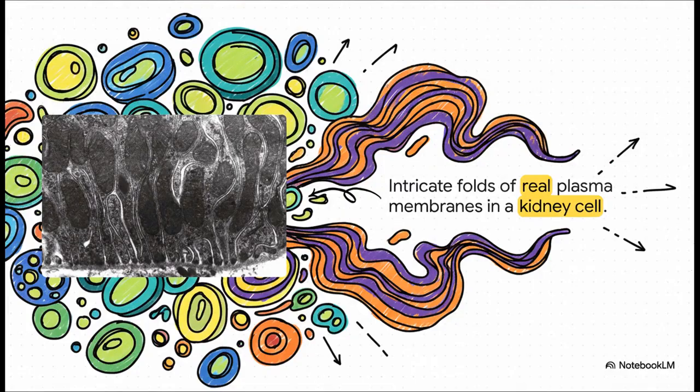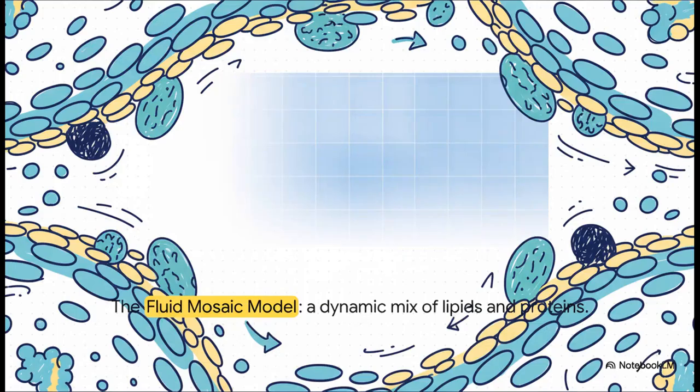Before we get into any diagrams or models, I really want you to see the real thing. Take a look. This image from a kidney cell shows the plasma membrane in all its complex, folded glory. See, it's not a simple, smooth bubble. It's a bustling, active surface, constantly working, folding, and interacting with its environment. It's beautiful, really.